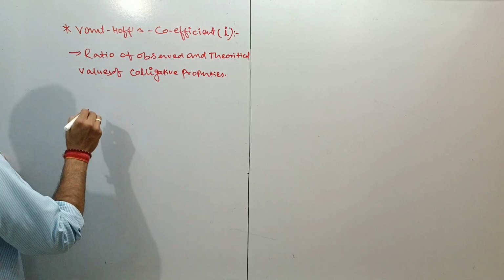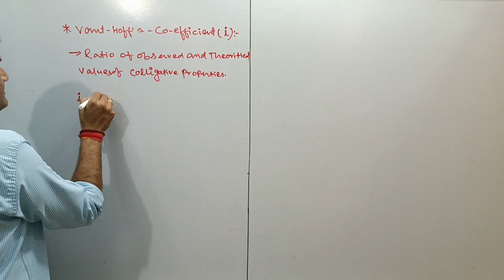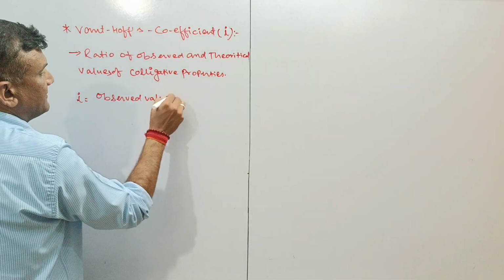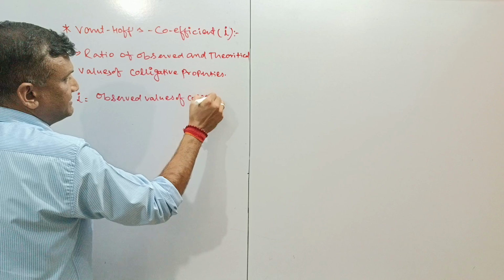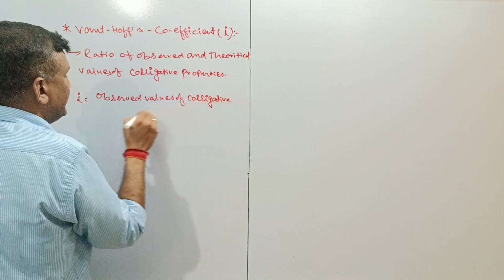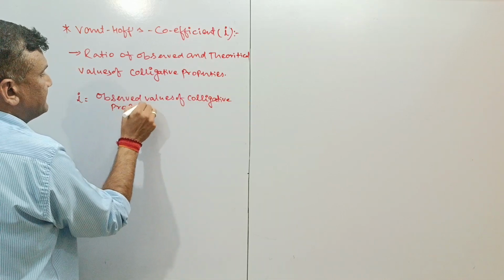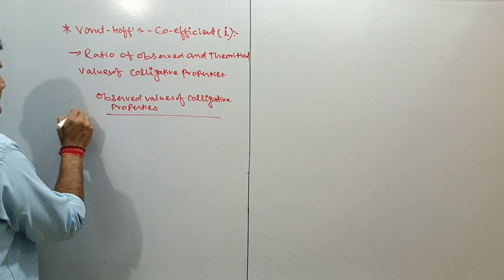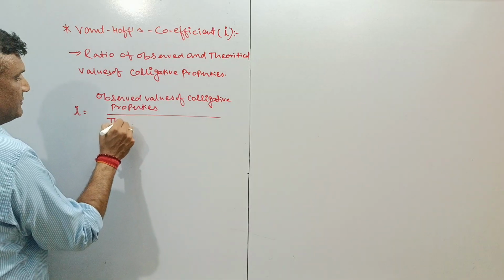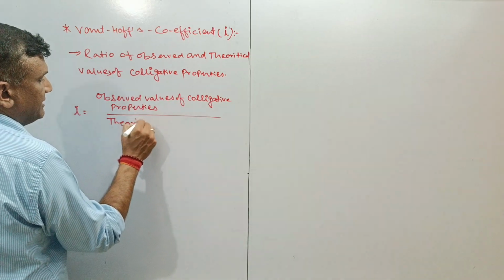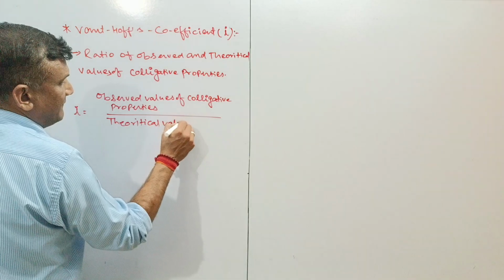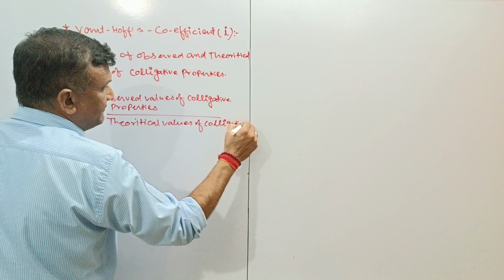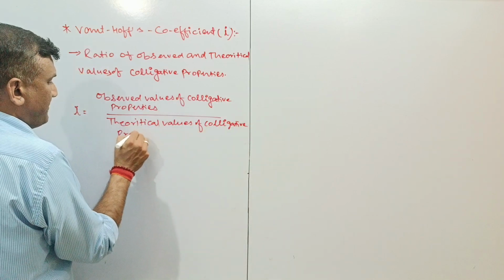If we go with the van't Hoff coefficient, then i is equal to the observed value of colligative properties upon the theoretical value of colligative properties.